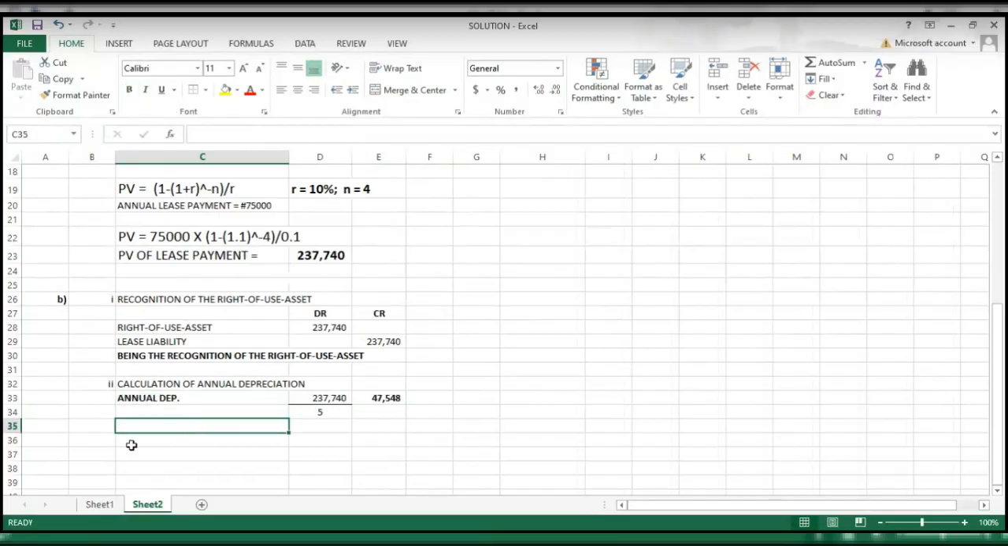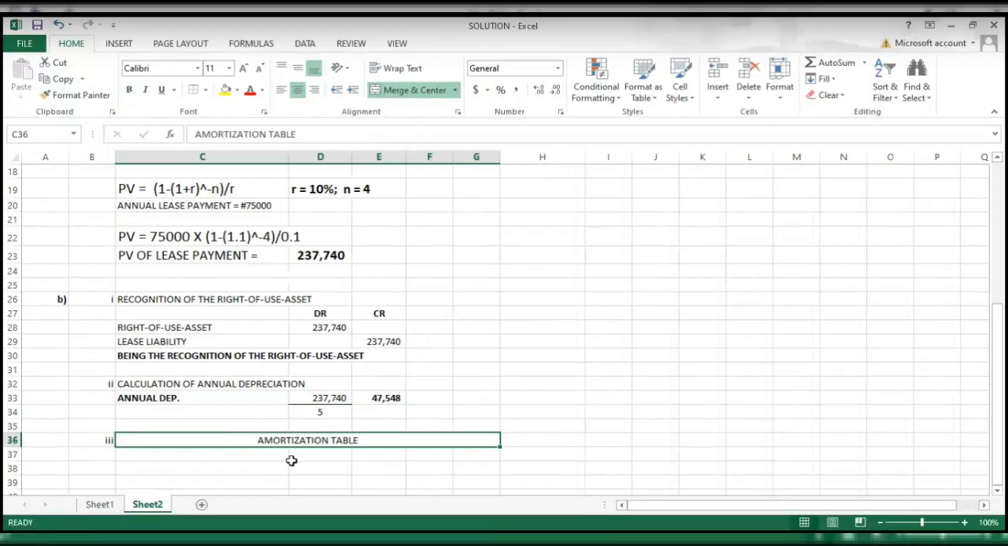And next to that, the third one is to have our amortization table, Roman figure 3. We are just showing our working before we now show the financial statement. This is very, very important. So amortization table. For the amortization table, you remember how we did it yesterday. We are supposed to have like 4 columns for our amortization table.